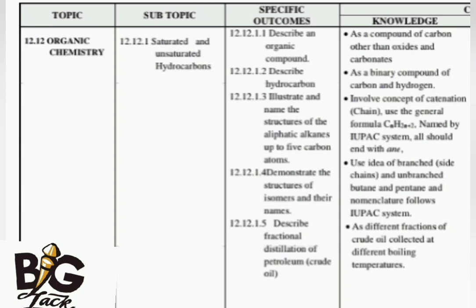Apart from that, you need to describe hydrocarbons and illustrate the structures of the alkanes up to 5 carbon atoms. In this part you need to know the general formula for all alkanes. The general formula for all alkanes is CnH2n+2.